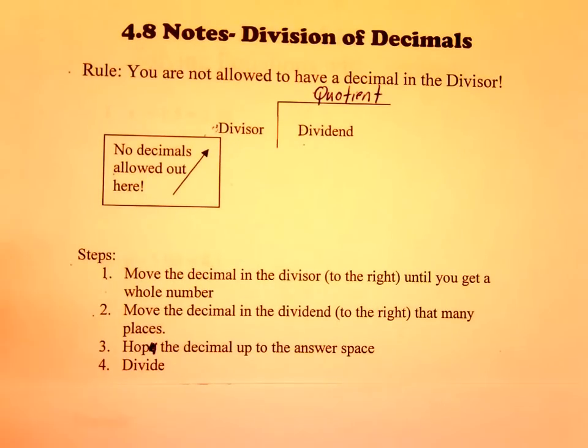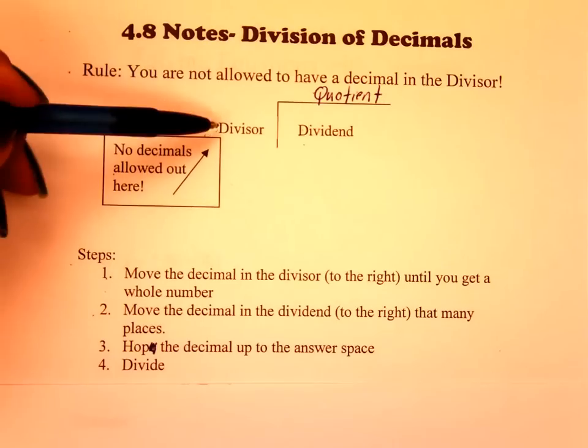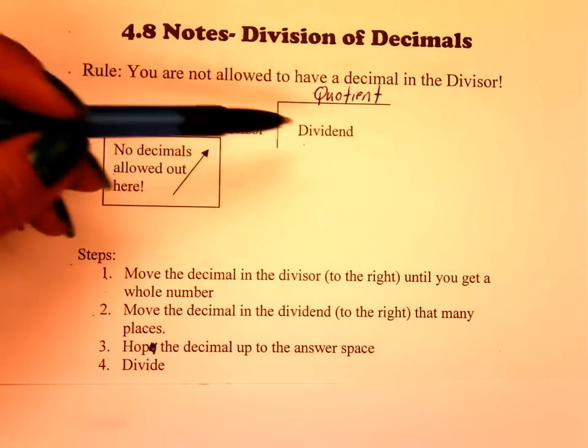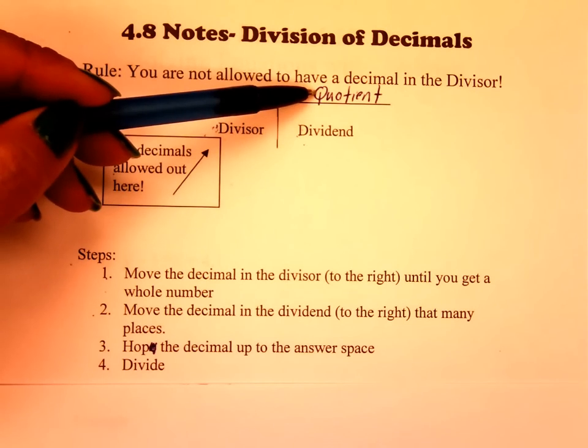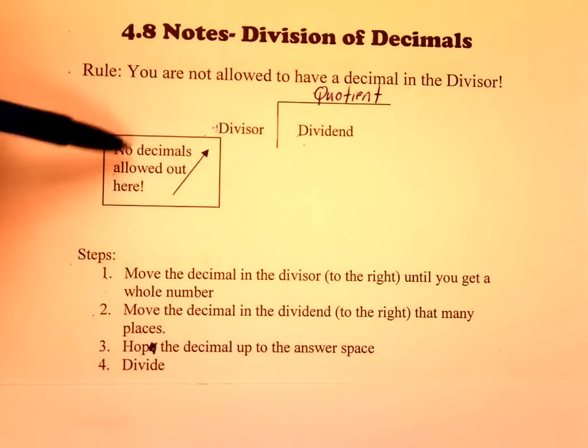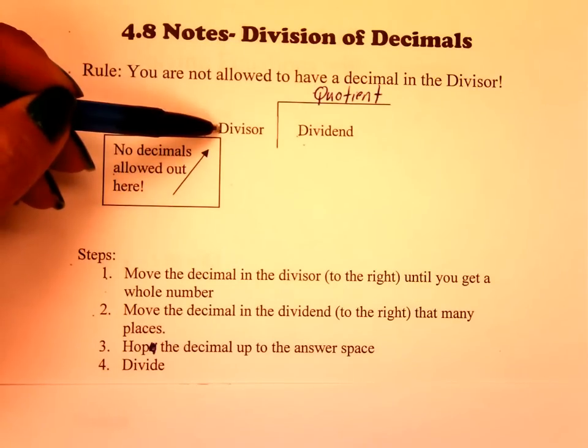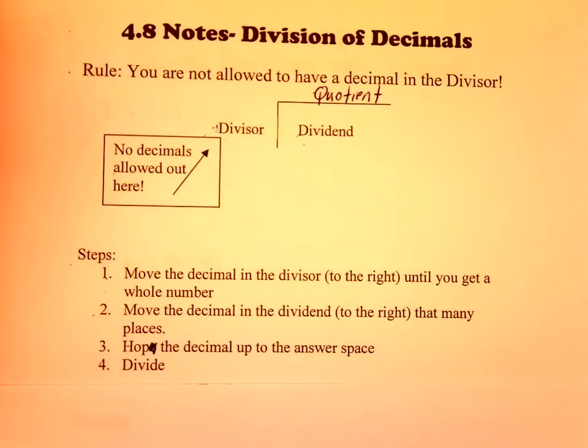Okay, so today's notes is 4.8, division of decimals. Your rule: you're not allowed to have the decimal in the divisor. The divisor is the outside number, the dividend is the inside, it's inside the box, and the quotient is your answer. So no decimals allowed in your divisor or on the outside number.